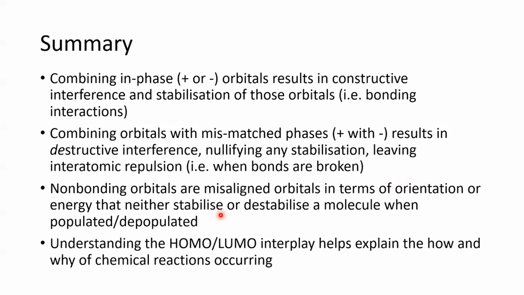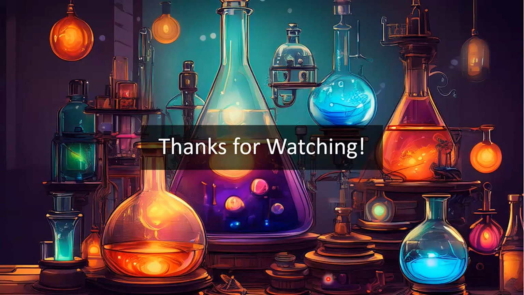There is such a thing as non-bonding orbitals. That occurs when you bring 2 atoms together, but that event doesn't perturb the orbitals in any way, usually because those orbitals are oriented away from the incoming atom. Lastly, understanding the HOMO LUMO interactions allows you to explain how and why chemical reactions occur. Things like why backside attack is going to be favoured, preserving stereochemistry, or why pericyclic reactions occur for conjugated p orbitals. Well, that's it. I hope that was useful.